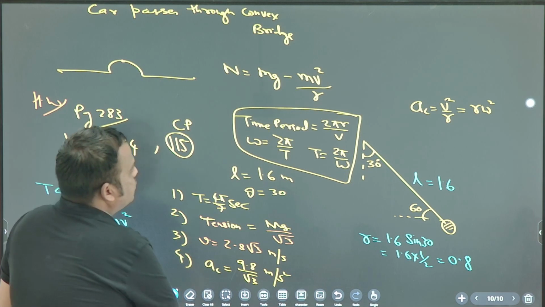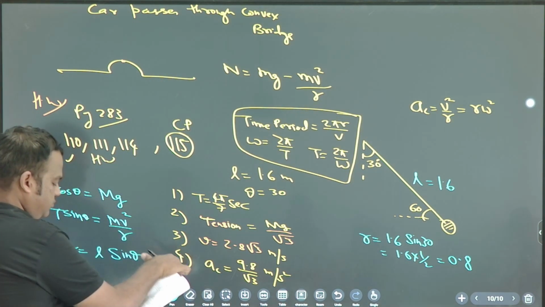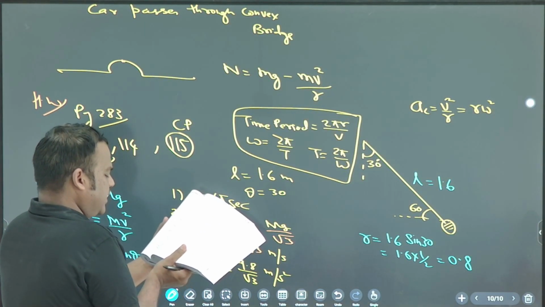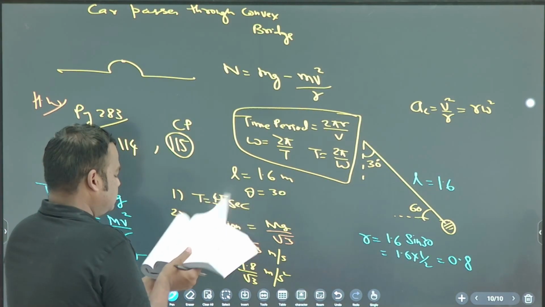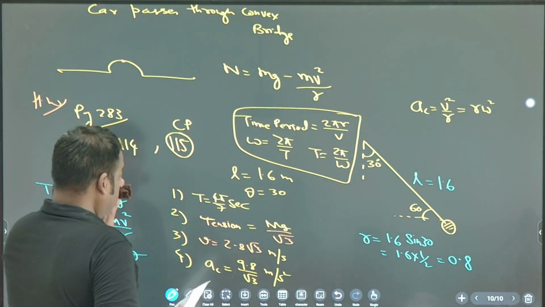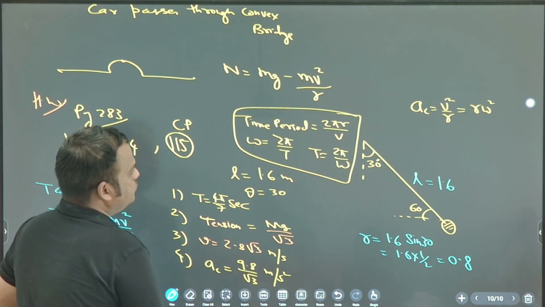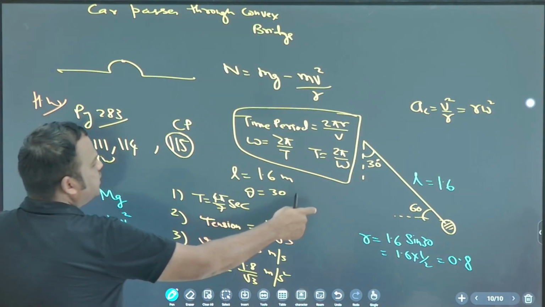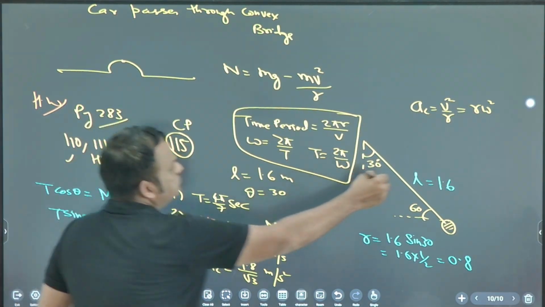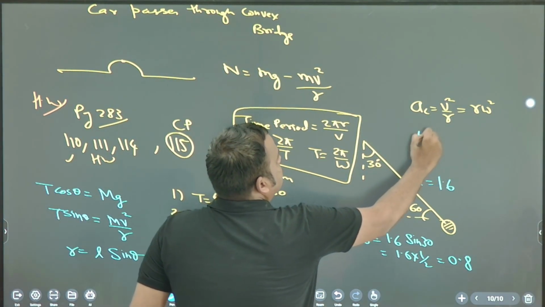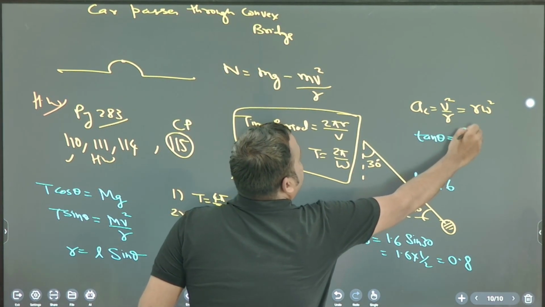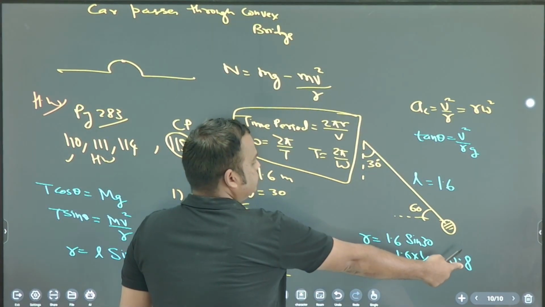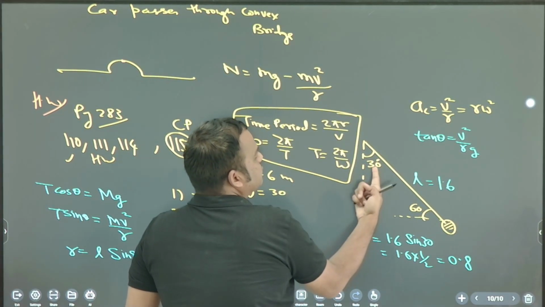So mass is also not given. Only length given, theta given. Okay, that V square by Rg, tan theta is V square by Rg. You can calculate V. R you got, theta also you know.